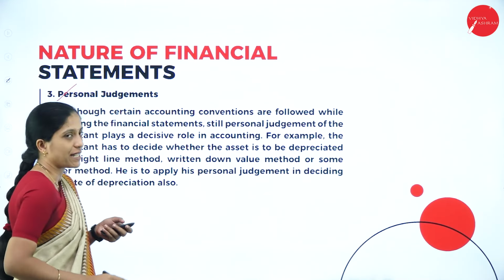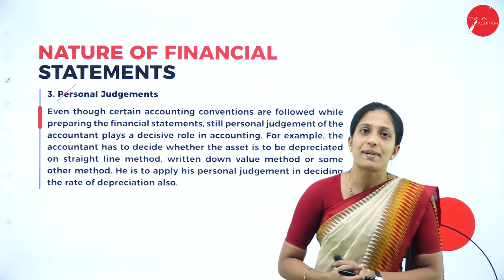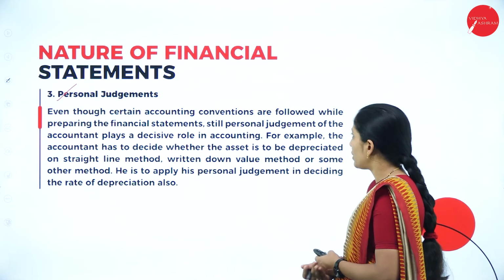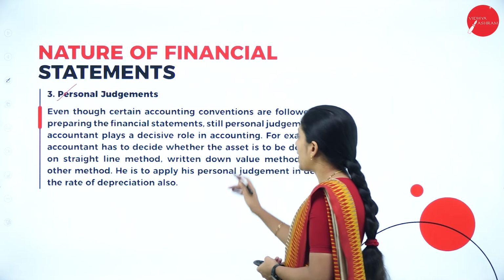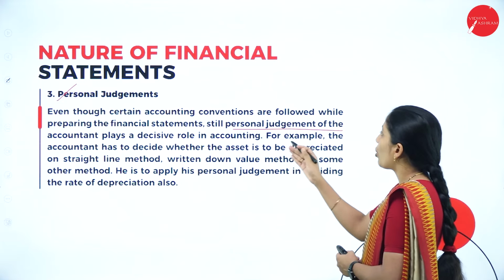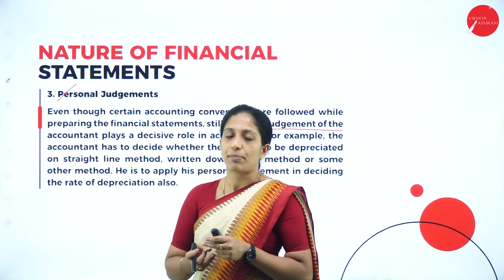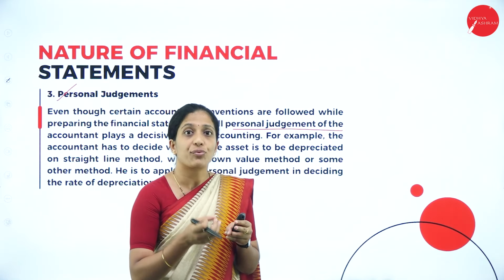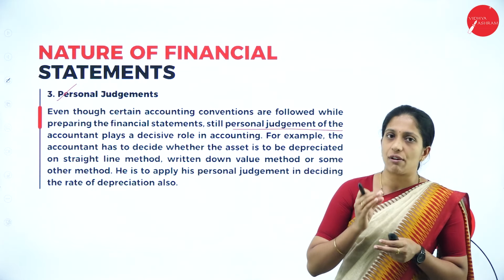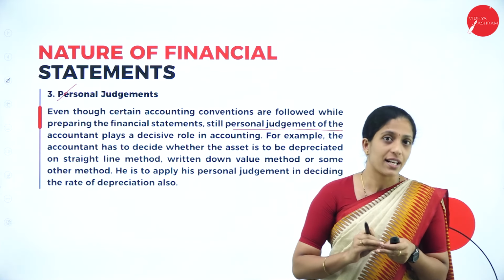Next is personal judgments. Of course, this is also one of the limitations of your financial statement. Personal judgments are followed while preparing the financial statements. Even though certain accounting conventions are followed, still the personal judgment of an accountant plays a decisive role in accounting. Personal judgment is always a limitation for the financial statement. Even though we have a lot of conventions, accounting rules and regulations, principles, still the personal judgment of an accountant is given more importance here.